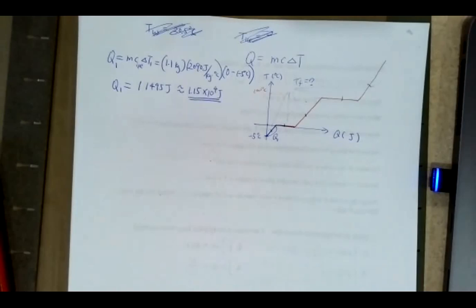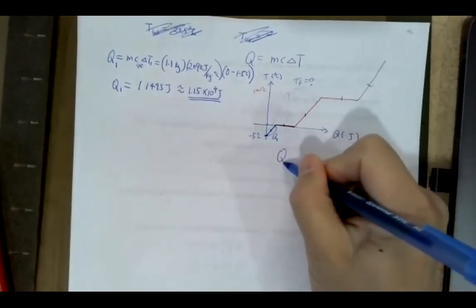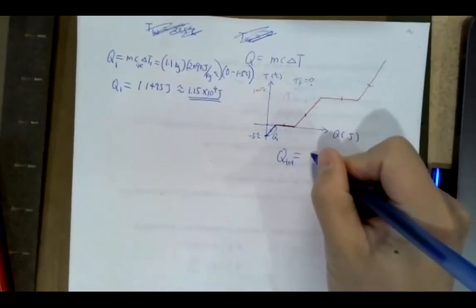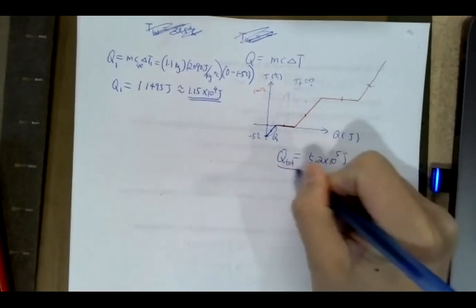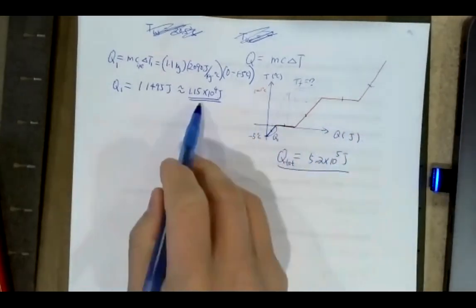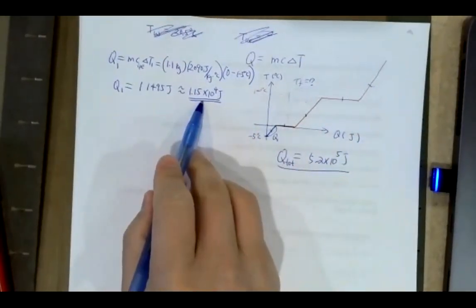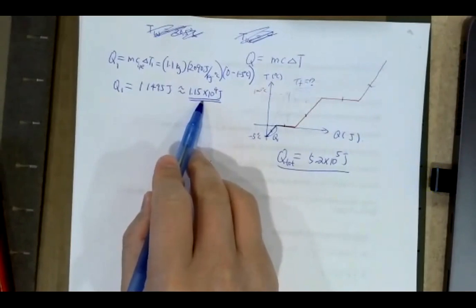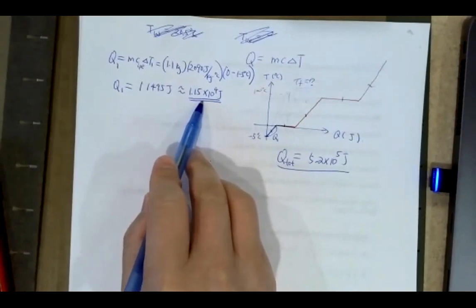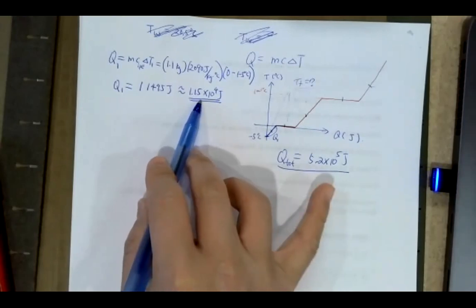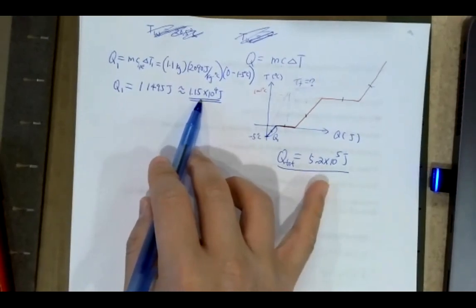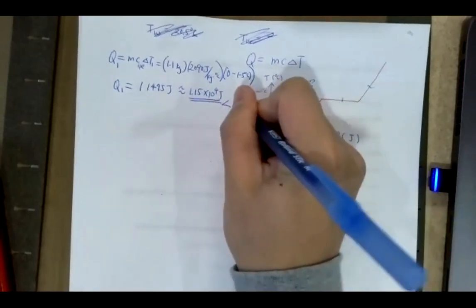Now, the heat given to the ice, the total heat, okay, Q total, is given as 5.2 times 10 to the 5th joules, right? So for the first part of raising the temperature of ice from -5 to 0 degrees, you are not using up all the heat that is added to the system, right? This is less than Q total, okay?